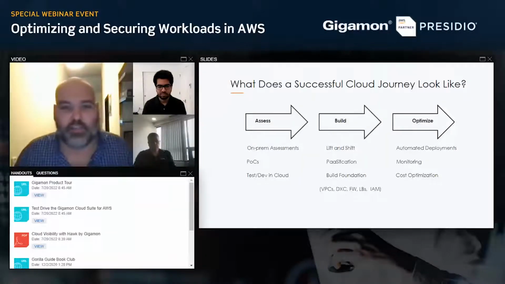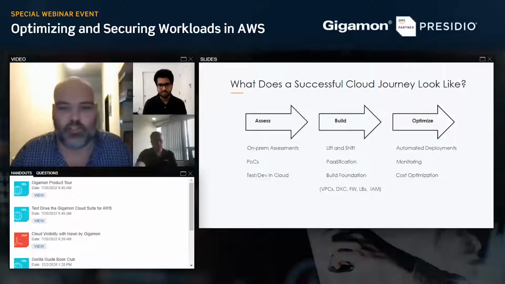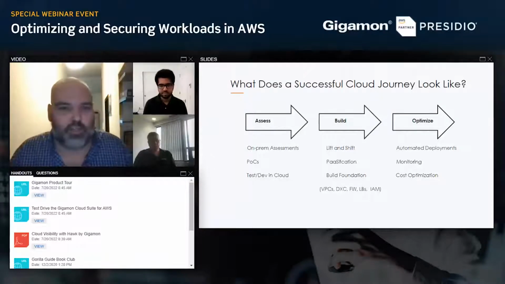And the nice thing is, all three of us, whether it's Presidio, AWS, Gigamon, we play a role in all three of these phases. I know Jonathan's going to talk about kind of some of the customers they've worked with as well. Yeah, and just one note on any of this.